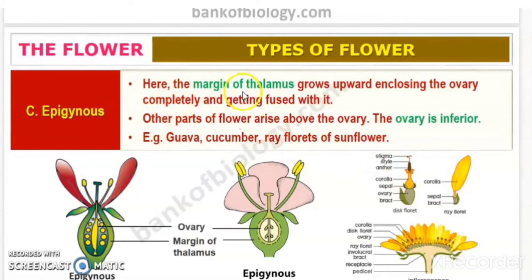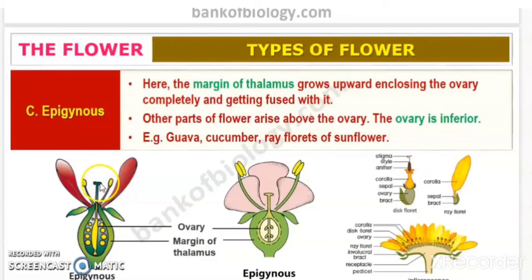Here the margin of the thalamus grows upward. Okay, so the margin of the thalamus will grow upward, enclosing the ovary completely and getting fused with it. Okay, so how is the thalamus growing? The margin of the thalamus will grow upwards. So this is the gynoecium portion which has the ovary in it, right? So this thalamus, the margin of the thalamus will grow upwards.